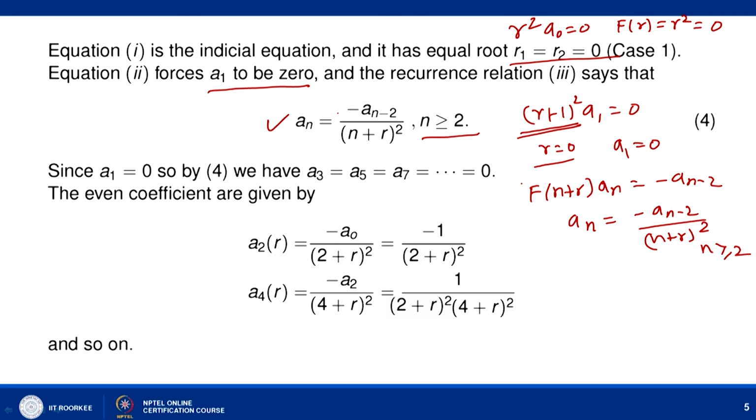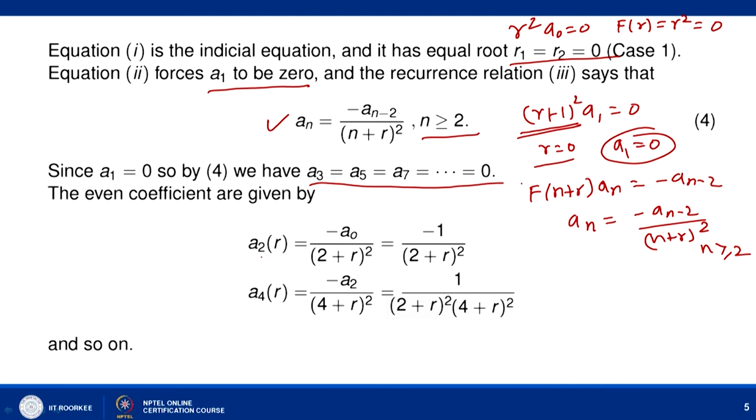Now, we already know that a1 is 0, which we have just calculated. So, using this formula we can say that all the odd terms are going to be 0, because if you write a3, then a3 is given in terms of a1 minus a1 upon (1 plus r) whole square. Here, since a1 is 0, a3 is going to be 0. Now, a3 is 0, so using this recurrence relation we can say that all the odd terms are going to be 0. That fixes the matter that all the odd coefficients are 0.